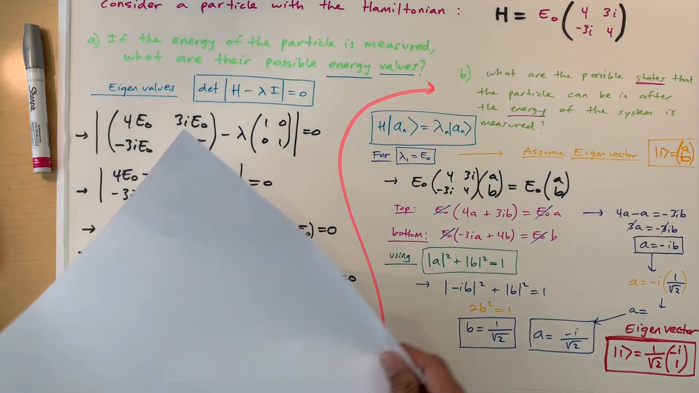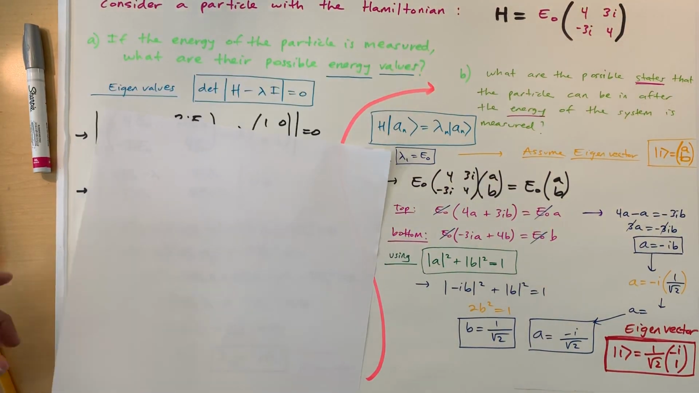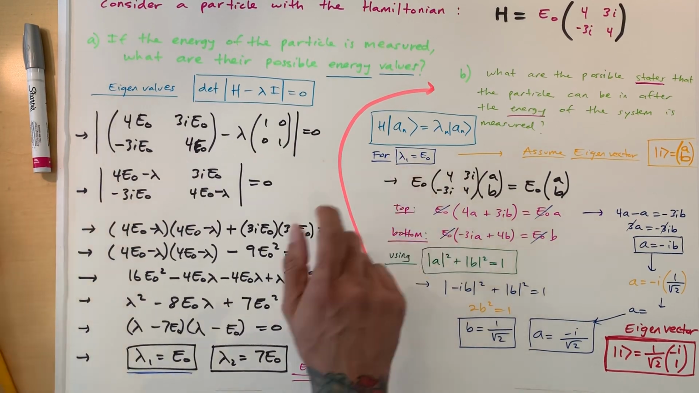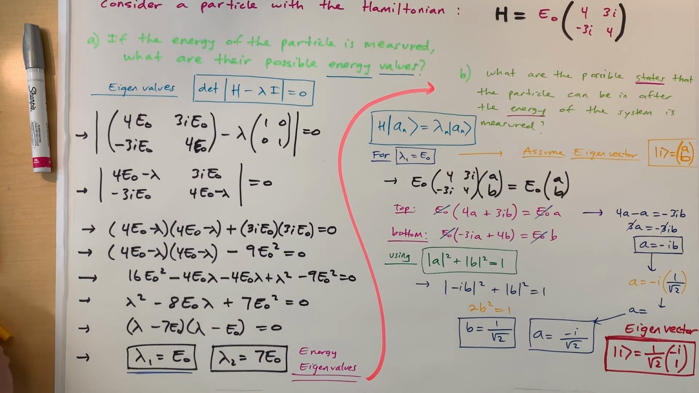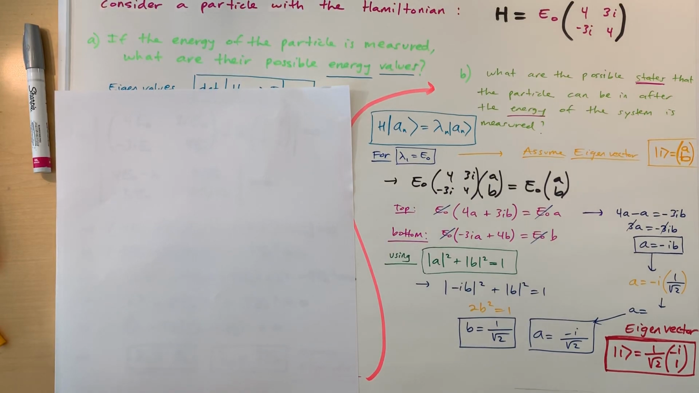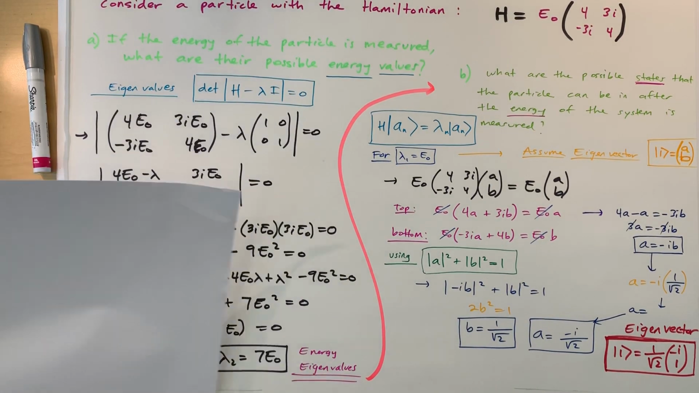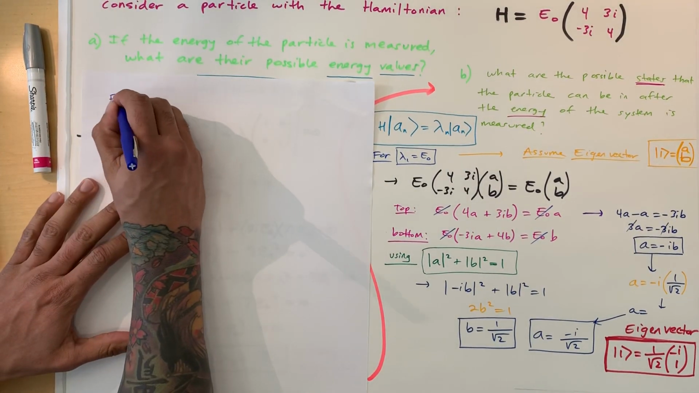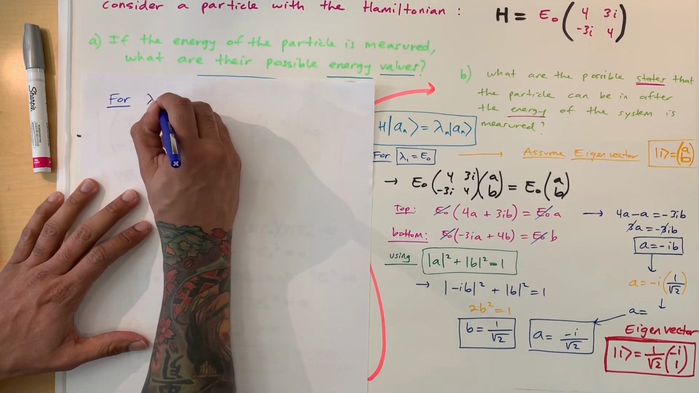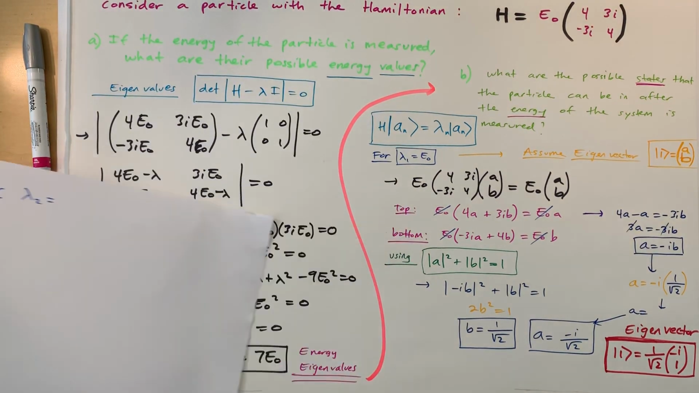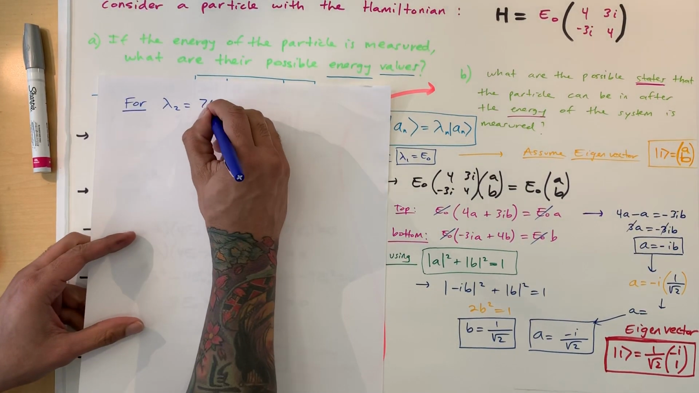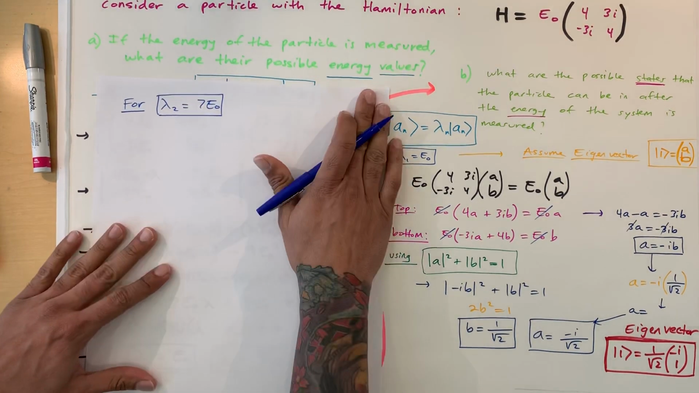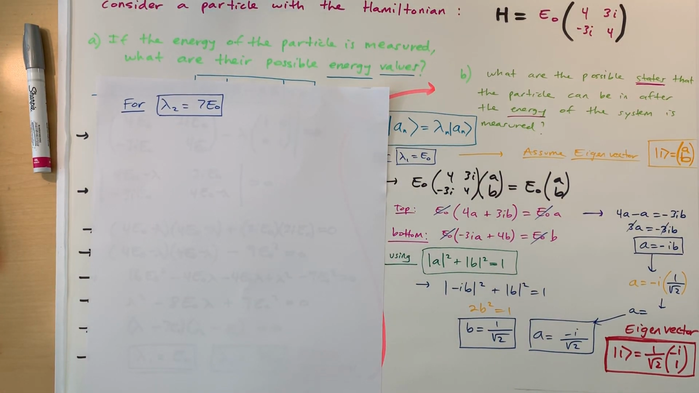All right, so now we found the eigenvector for this energy eigenvalue. Now let's look for the second one. And so the second one is here. So now for lambda 2 equals 7 E naught, let's see what we got.